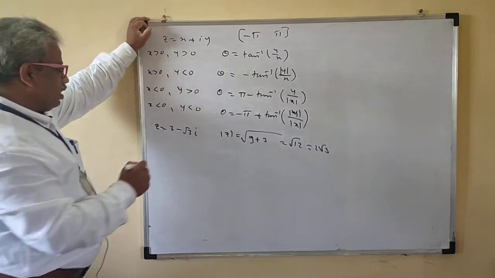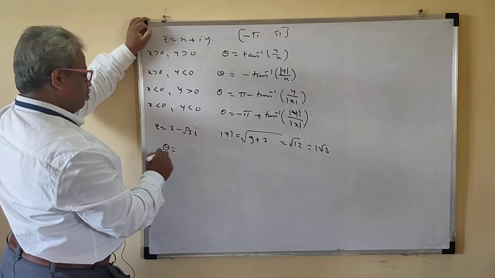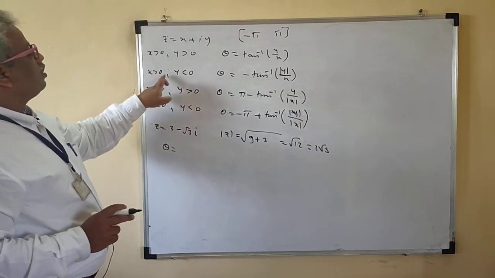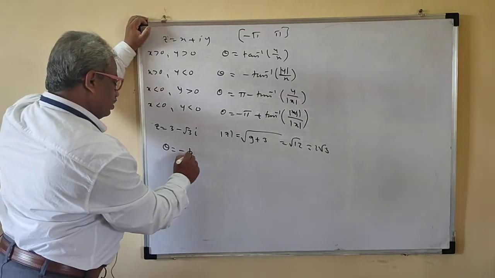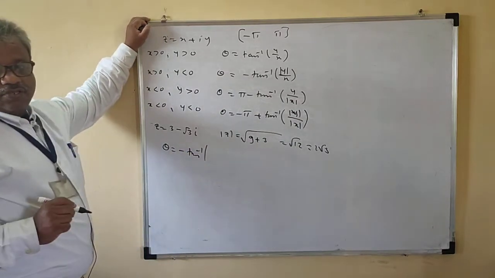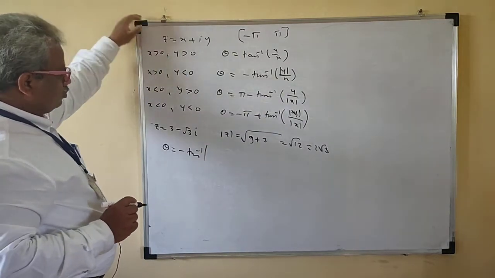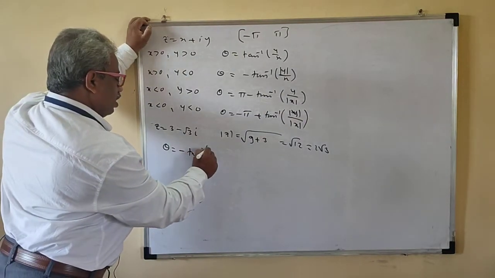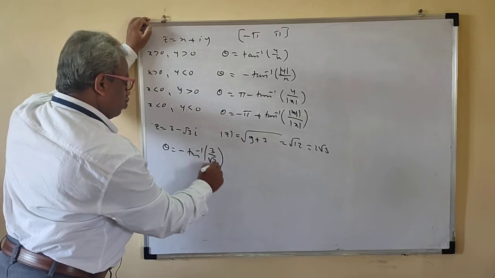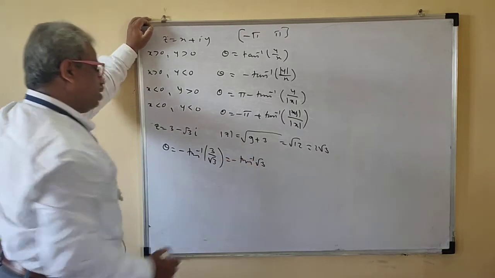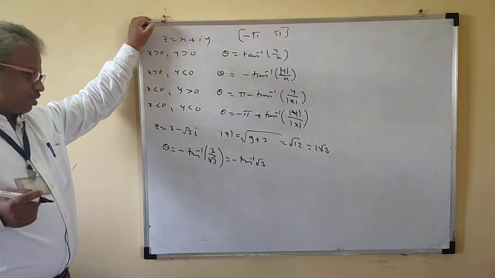So now what is theta? Here x is positive, y is negative, so this is minus tan inverse of 3 upon root 3. So this is minus tan inverse of root 3.